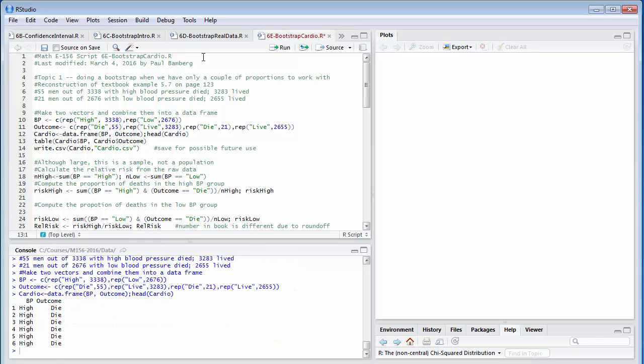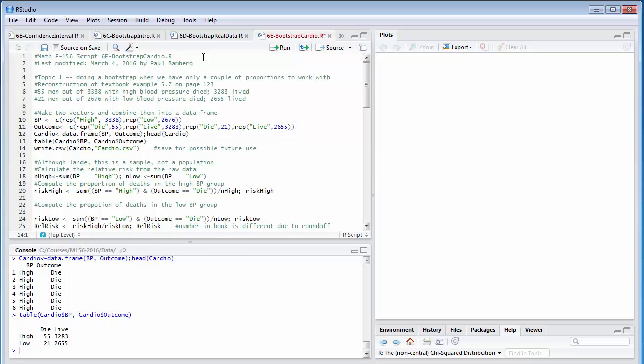If we look at this, you'll see that in each row we just have two pieces of information. Was the blood pressure high or low? Did the man die or did he live? This might prove useful somewhere else, so I've saved it.